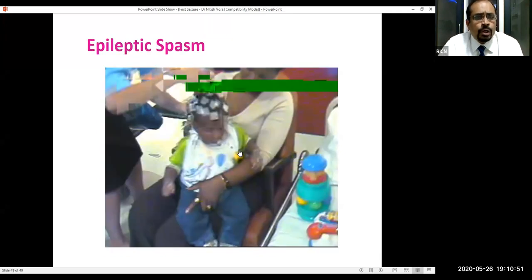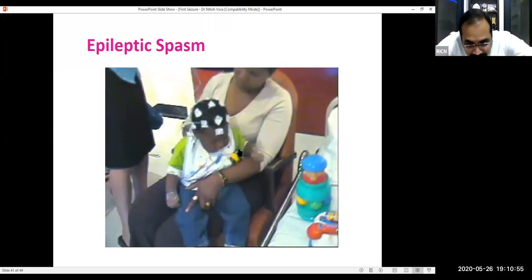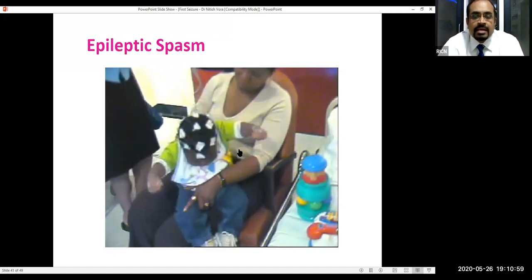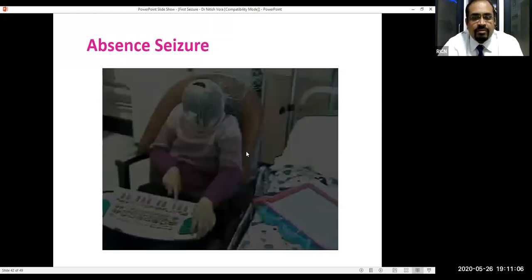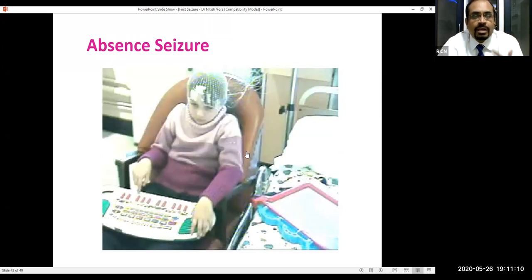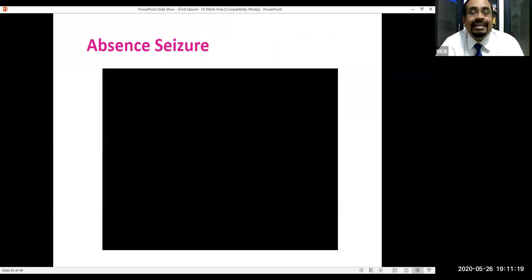Epileptic spasm, we all know it's a 2 to 3 second seizure, with a sudden stiffness. It occurs as recurrent clusters on waking from sleep, and that's West syndrome. An absent seizure with classical staring and blank, and that's absent seizure. So these are seizures to be careful of.